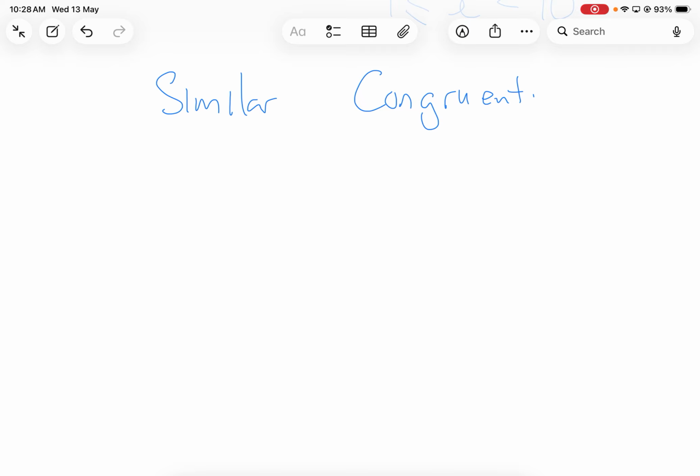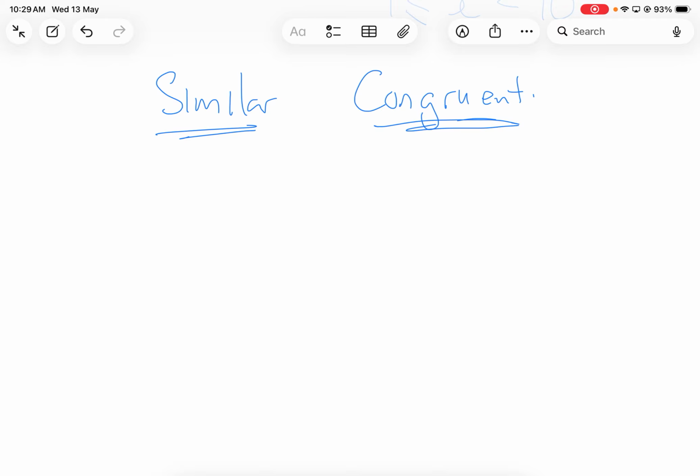Okay, come listen. Okay, again, similar and congruent. Congruent means same size, same shape. Similar, same shape, but different size. Okay?